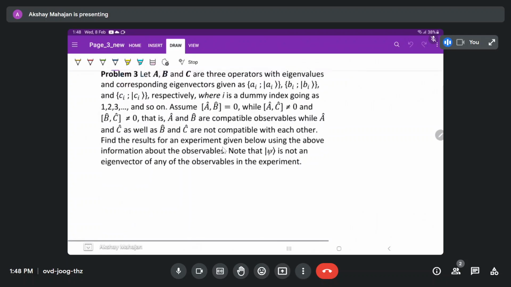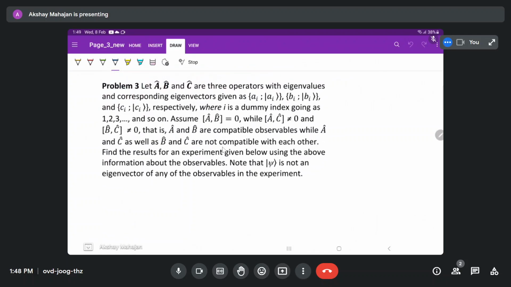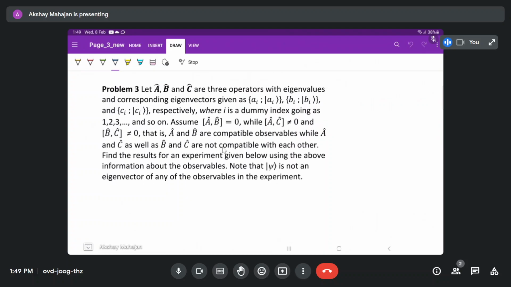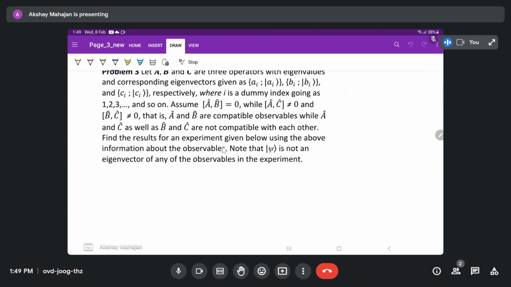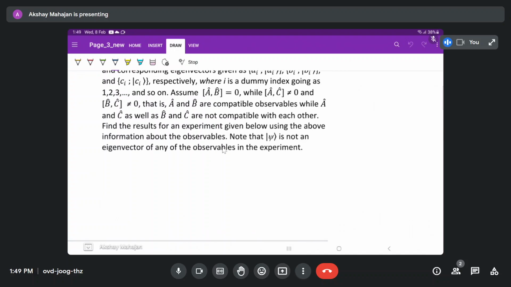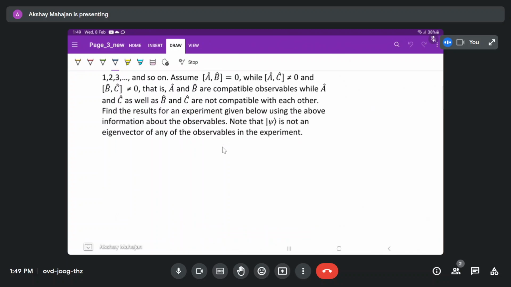Basically, we have three operators A, B and C, and these operators correspond to some observables in the real world. So what we are going to do is a thought experiment. Let's say we have these three operators with corresponding eigenvalues and eigenvectors given by A_i, B_i and C_i. We will assume that A and B commute with each other, so they are compatible observables, while A and C don't commute with each other, and B and C don't commute with each other, so they are non-compatible with each other.